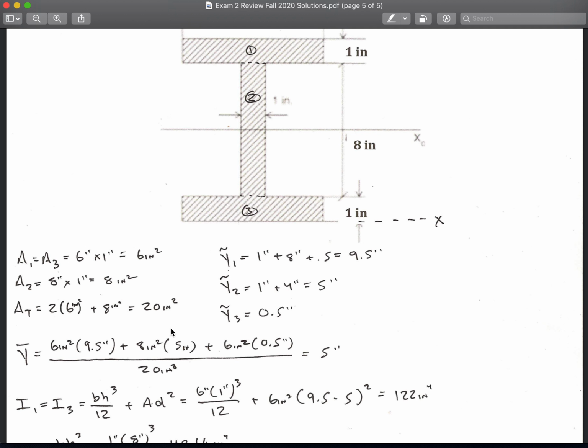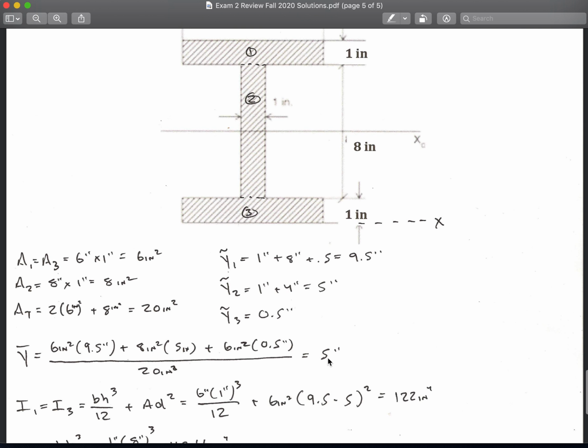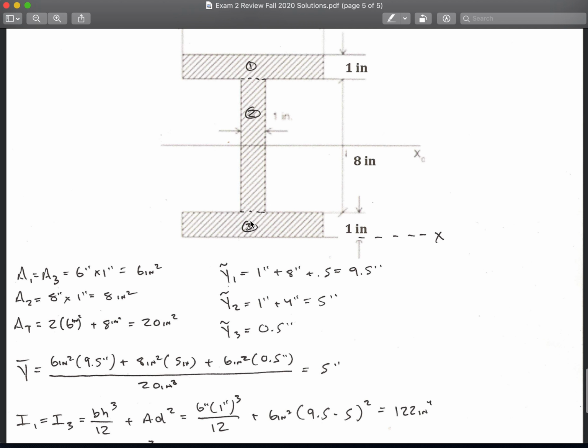Okay, my mouse movements a little while ago were off, because it's 6 inches squared times 9.5, plus 8 inches squared times 5, plus 6 inches squared times 0.5, all divided by the 20. That equals 5. You can see it's symmetrical, so it should be right here in the middle: 1 inch plus 8 inches divided by 2, which is 4, plus 1 is 5.